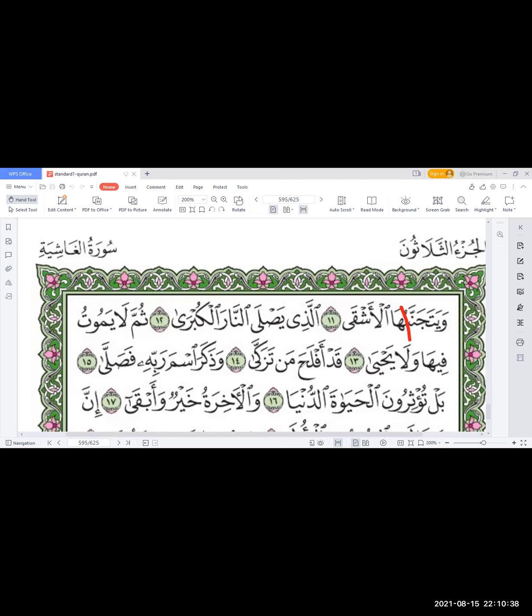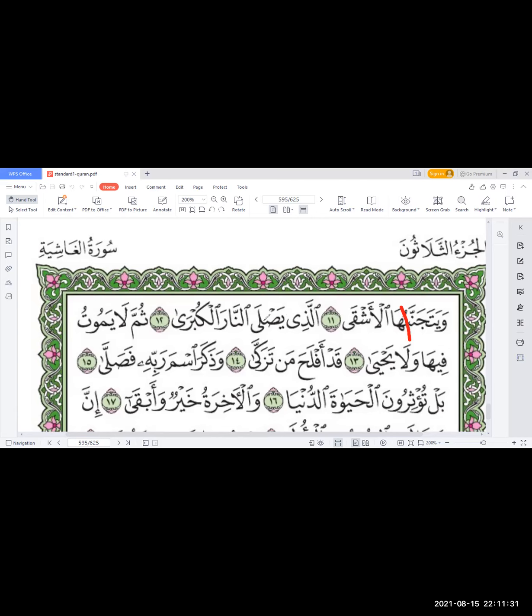Okay, let's try this one. Alladhi yasla an-nar al-kubra. Alladhi is a demonstrative pronoun. It means that. So it actually is a sifat for al-ashqa. Who are the al-ashqa? Who are the wretched? So they are, or it is the one, yasla an-nar al-kubra. Okay, that's alladhi, that. Yasla is a fi'l mudhari, yasla, means being thrown into the fire and burnt. He will be thrown into the fire and burnt, yasla.